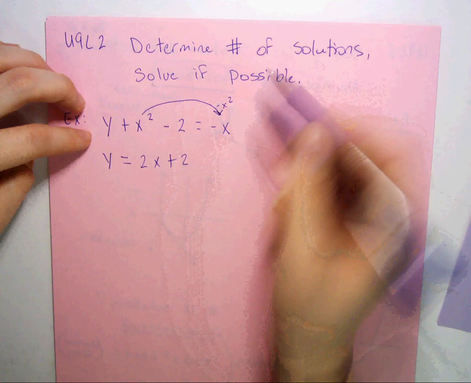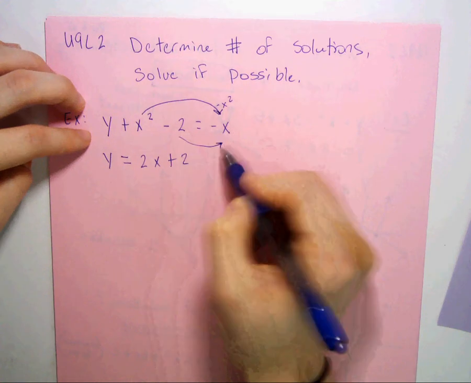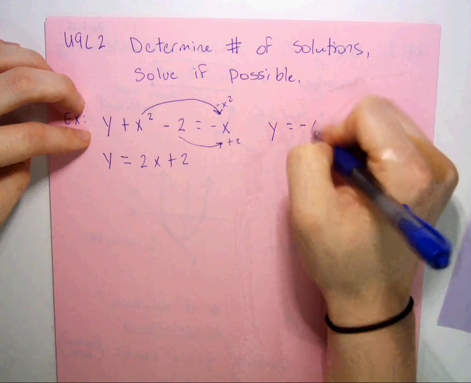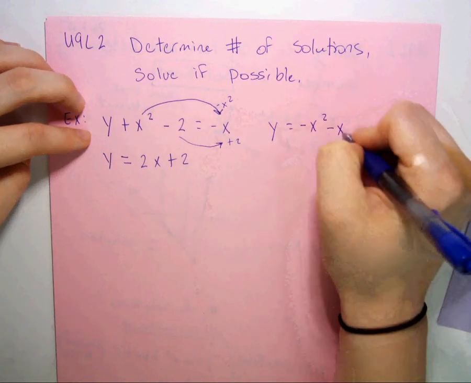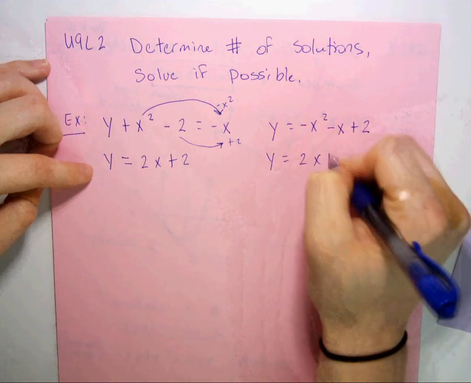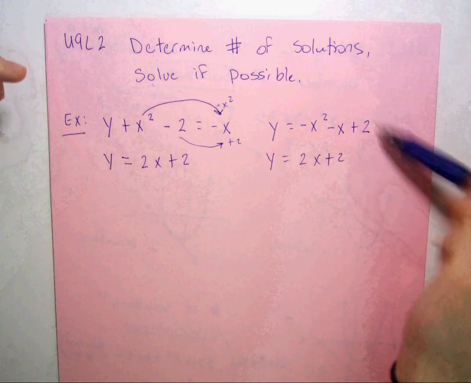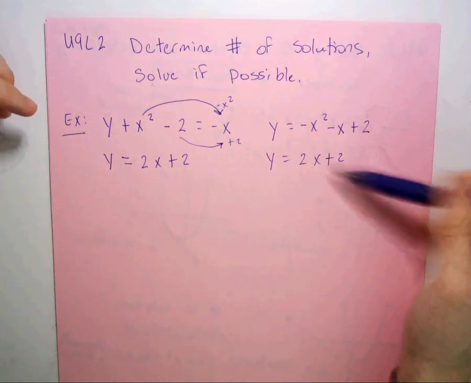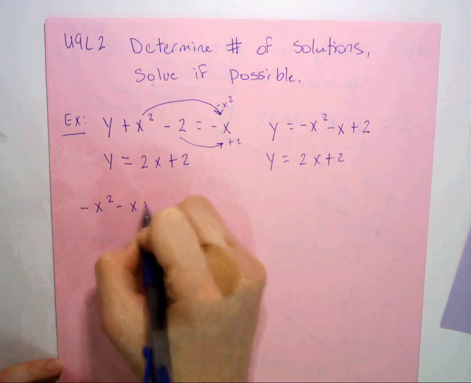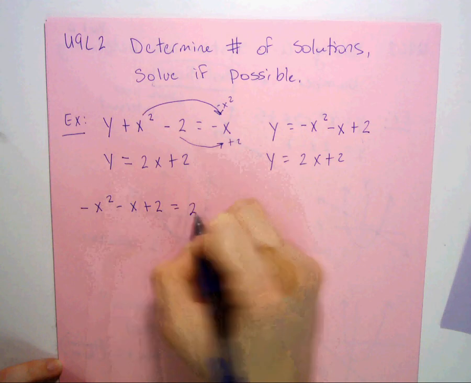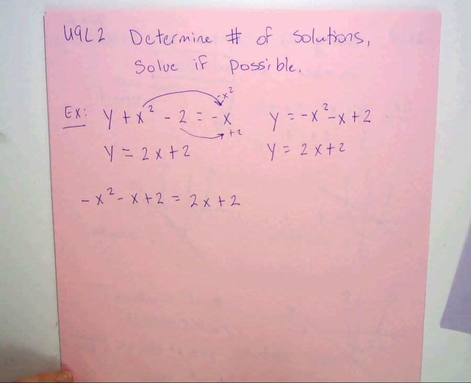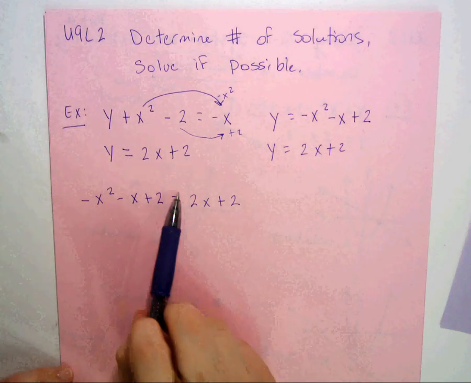So what am I going to do? I'm going to take x squared and move it over here and make it negative x squared. And then I'm going to take negative 2y and I'll move it over here and make it positive 2. So I'll end up with y equals negative x squared minus x plus 2. And I keep my y equals 2x plus 2. So now they're both set equal to y, so I know they equal the same thing, so I'm going to set them equal to each other. So I get negative x squared minus x plus 2 equals 2x plus 2.